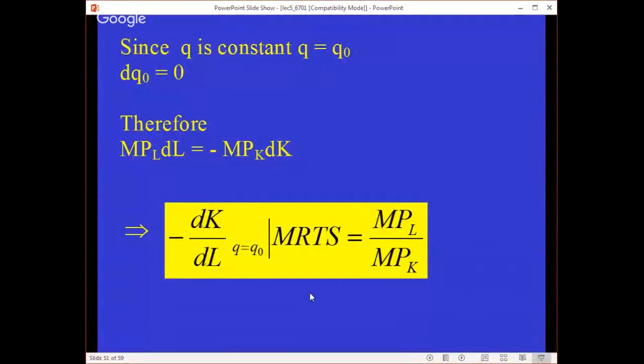And I solve for negative dK/dL, the slope of the isoquant, and that's simply going to be equal to the marginal product of labor over the marginal product of capital, which we denote as our marginal rate of technical substitution. Again, similar to consumer theory, where the marginal rate of substitution was equal to the ratio of marginal utilities. Here, the marginal rate of technical substitution is equal to the ratio of marginal products, in this case, the marginal product of labor over the marginal product of capital. Questions?